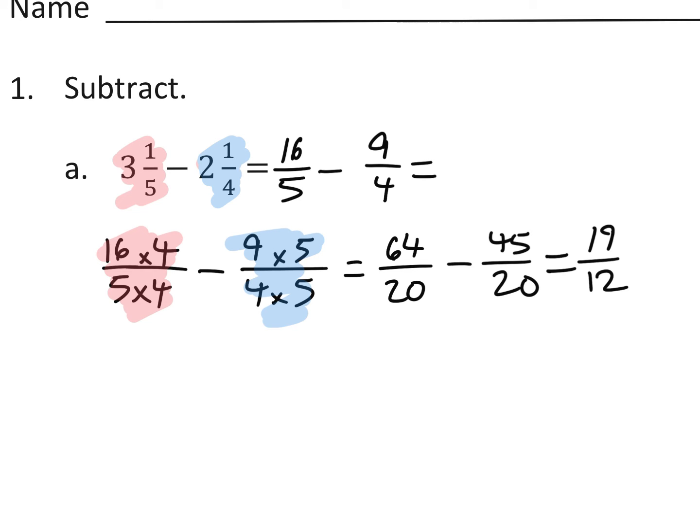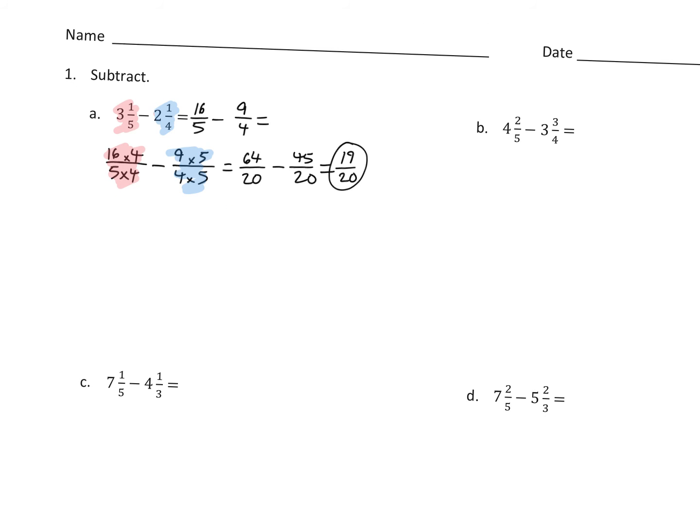Oop, that's a 12, Mr. Cooper. Let me fix that. 19/20. And because 19 is a prime number and it doesn't have any shared factors with 20, this is as simple as it's going to get. I can't simplify this anymore. So 19/20 is my answer.